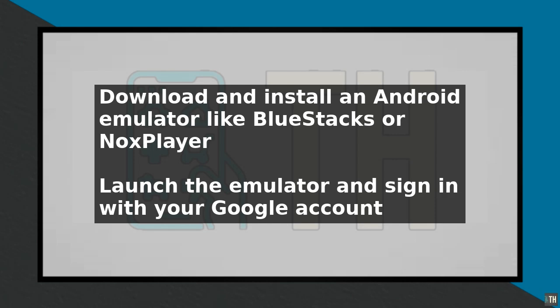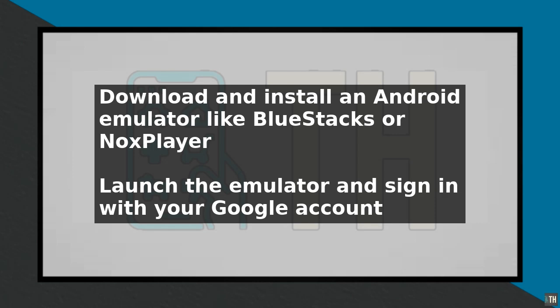After signing in, open the Google Play Store within the emulator and search for Trust Wallet. Click on the Install button to download and install the application. Wait for the installation to complete. Then click on the Open button to launch Trust Wallet.